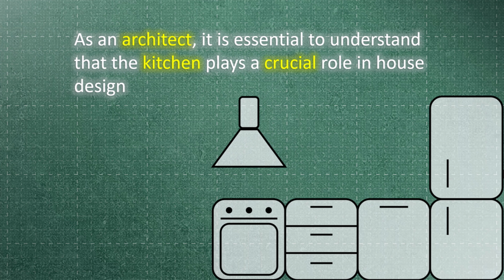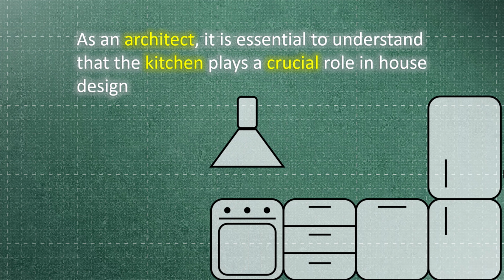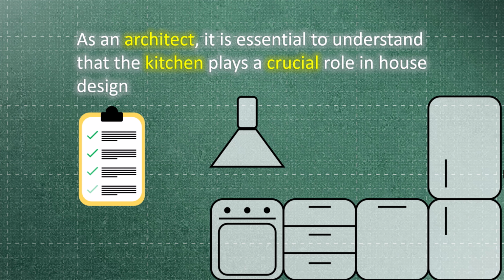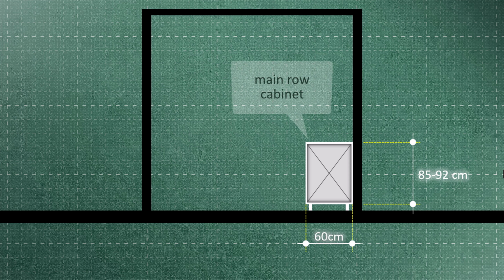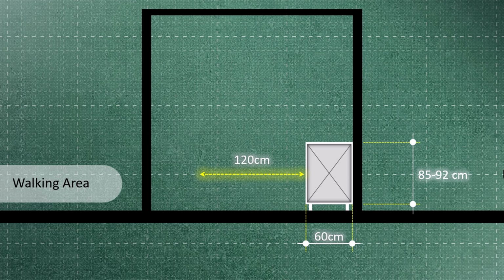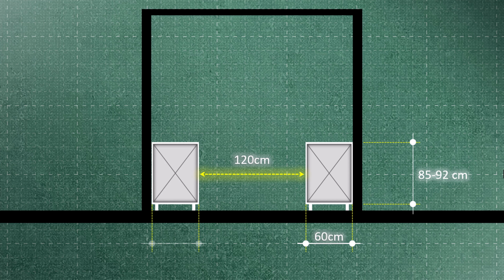As an architect, it is essential to understand that the kitchen plays a crucial role in house design. Therefore, it is important to adhere to the necessary architectural standards. In a kitchen, the main row cabinets are typically 60 cm wide and elevated 85 to 92 cm. Following these cabinets, there should be a space of 120 cm wide to allow for easy movement and work within the kitchen. Additional 60 cm wide cabinets can be added after this space if desired.